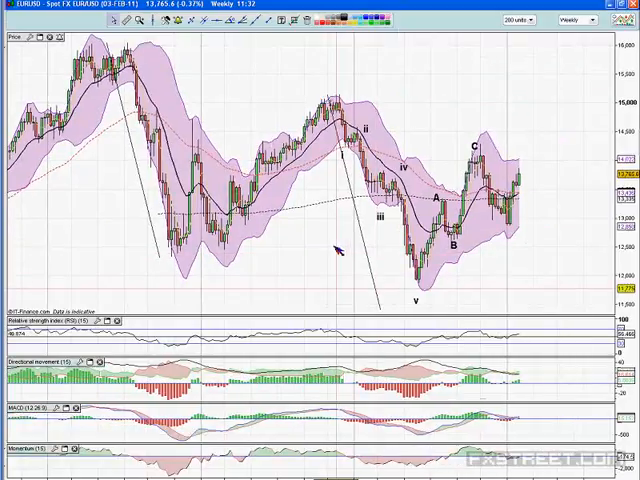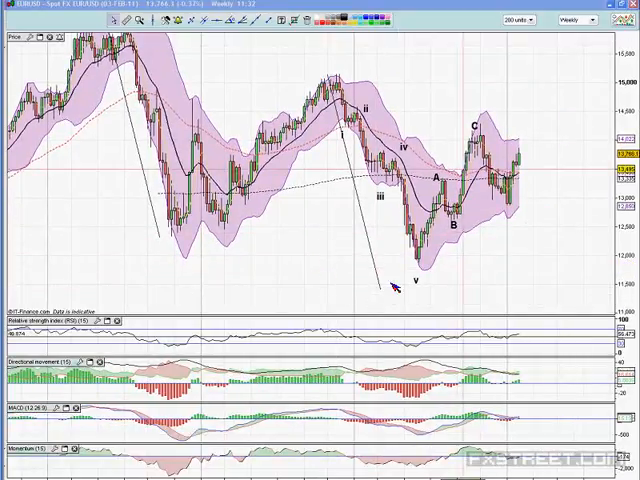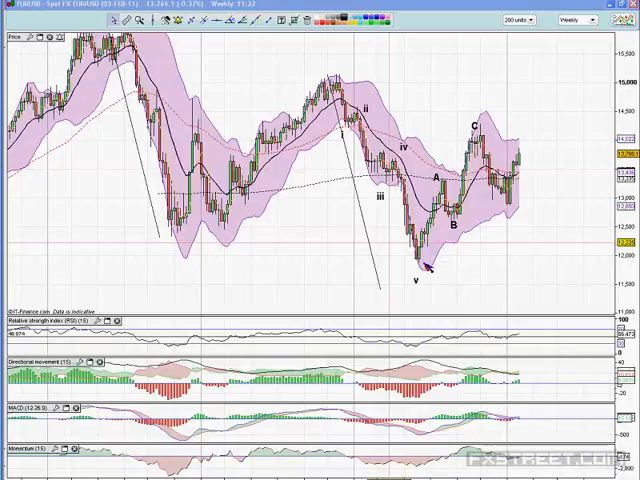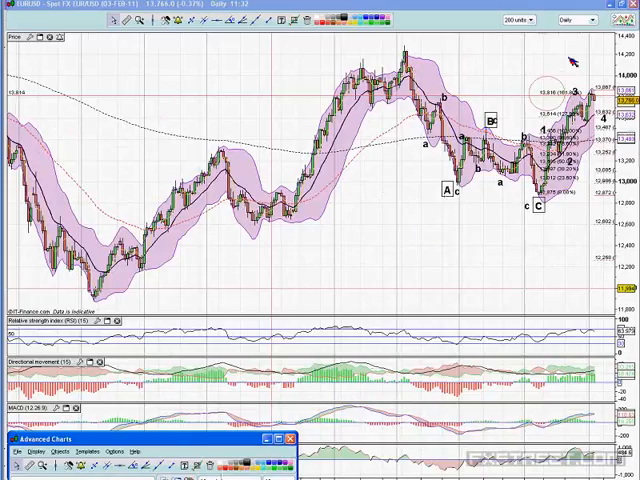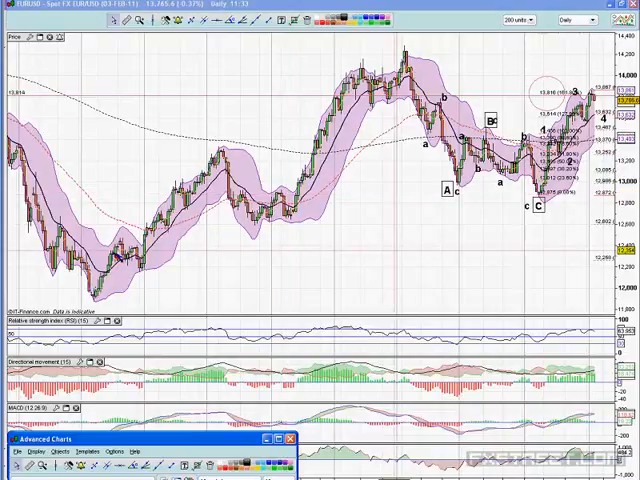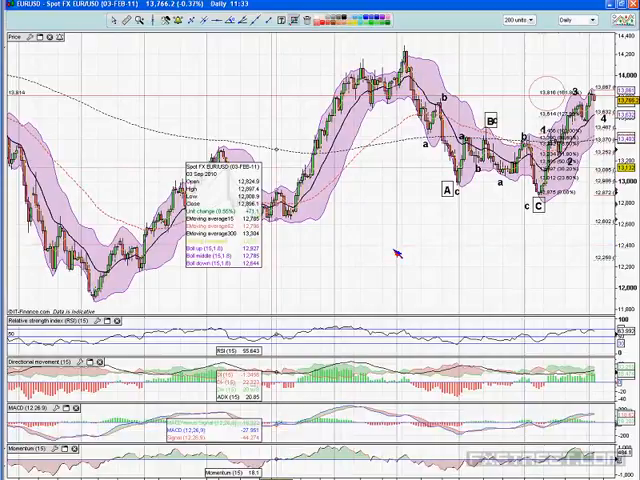Here, again, this could be an ABC correction. It wasn't symmetrical, but if it is an ABC correction, then the next move should be to the upside. So this wave count, 1, 2, 3, 4, 5, that 5 count could be correct. But there's nothing to say that we haven't got a 5 count to the upside. I've actually got this labelled as an ABC correction at the moment. But going back to wave counts, this could be 1, this could be 2, this could be 3, this could be 4, that could be 5. And that's why I'm not particularly enamoured with Elliott Wave.